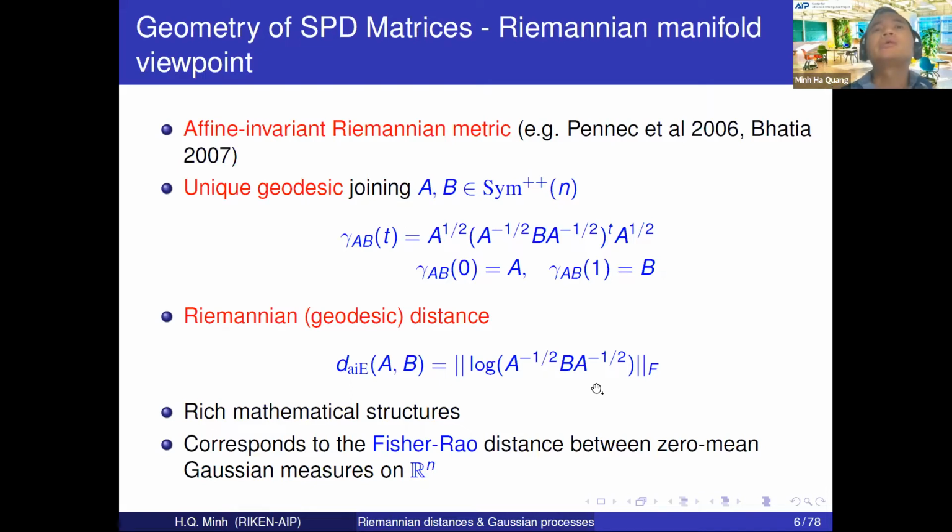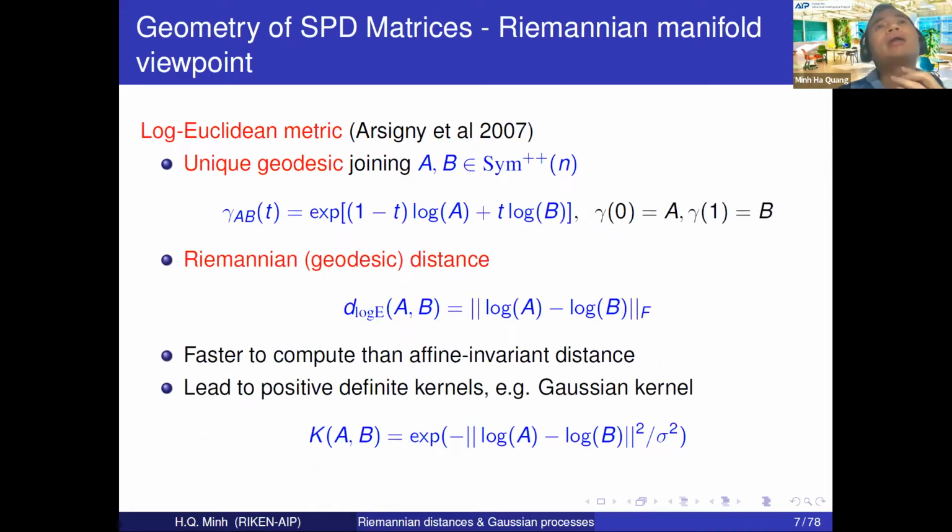So basically it's a Fisher-Rao. It's half of the Fisher-Rao distance between two Gaussian measures on Rn. And a lot of things have been studied about this. Another one is a simple one, the log-Euclidean metric.